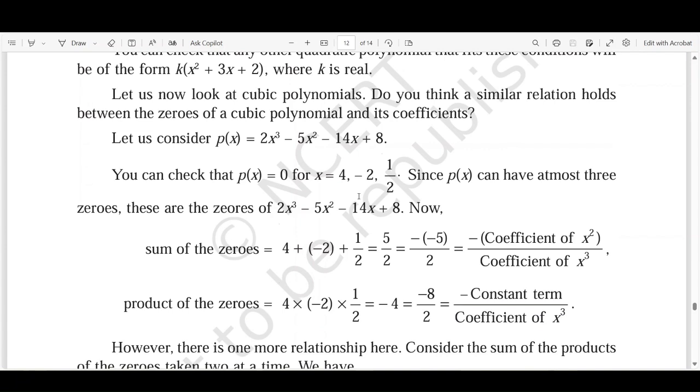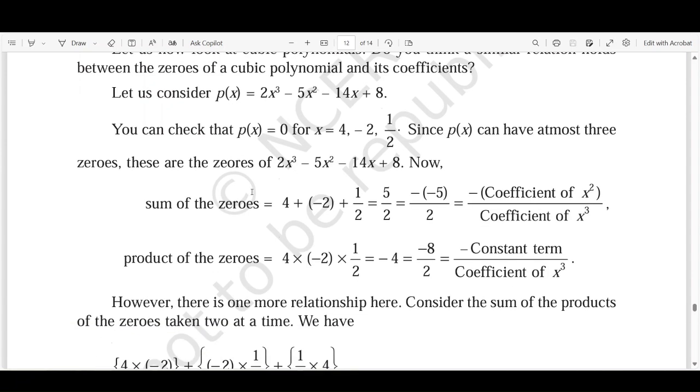Now, let us consider a cubic polynomial. Here they have considered p of x equal to 2x cube minus 5x square minus 14x plus 8. So, for x equal to 4, minus 2 and 1 by 2, they are getting p of x to be 0. Now if they verify the relation between the zeros, that is the sum of the zeros and the product of the zeros, they get the sum equal to minus the coefficient of x square by the coefficient of x cube, and the product of the zeros equal to minus the constant term divided by the coefficient of x cube. So let us verify that.